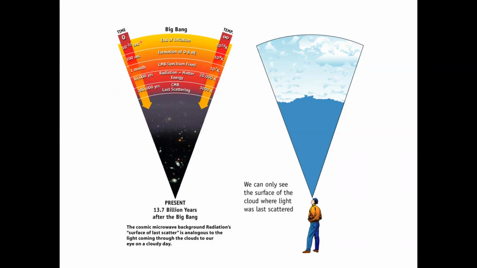And then after the expansion, after the inflation, we have this formation of deuterium and helium at a particular point. And then you have this cosmic microwave background after some time. And then there is an era that we call the radiation-matter era. And then the cosmic microwave background started to scatter, and this is the point where you see the light. This is the present time, where you have these galaxies, different types of galaxies.